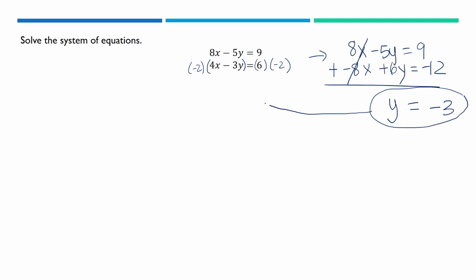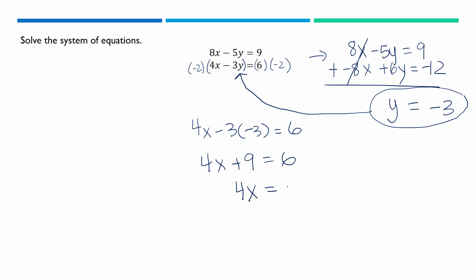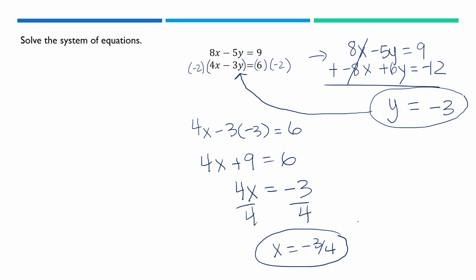And I can plug it back into either equation. Maybe we'll go into this one. 4x minus 3 times negative 3 equals 6. That's 4x plus 9 equals 6. Or 4x equals negative 3, which gives me an x value of negative 3/4. Again, I'll leave the check to you.